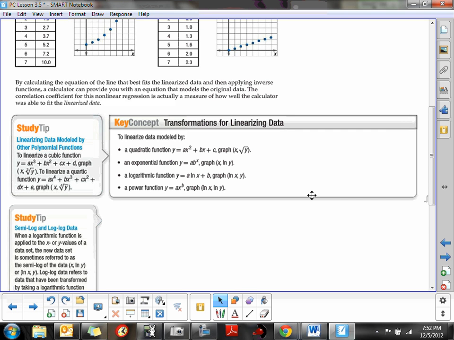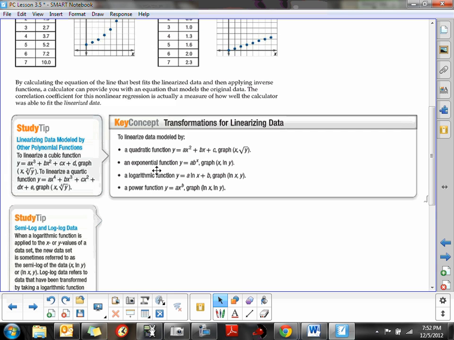Then you graph your list 1, list 3, your original x values and your transformed y values on your calculator screen, and it should linearize the data if it was a quadratic model or even a squared term model. Okay, so if it's an exponential model, the common thing would be to ask what is the inverse of an exponential? And that would be logarithm.